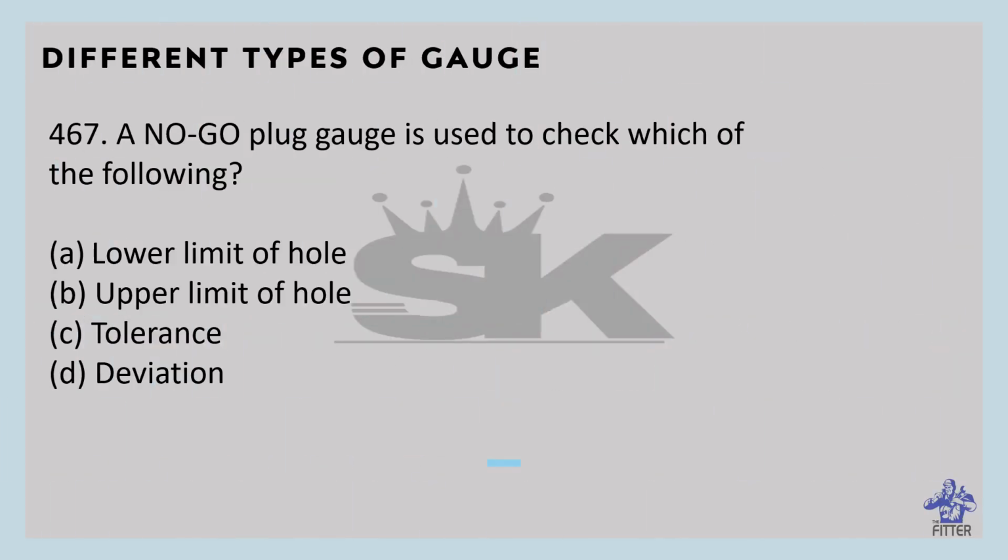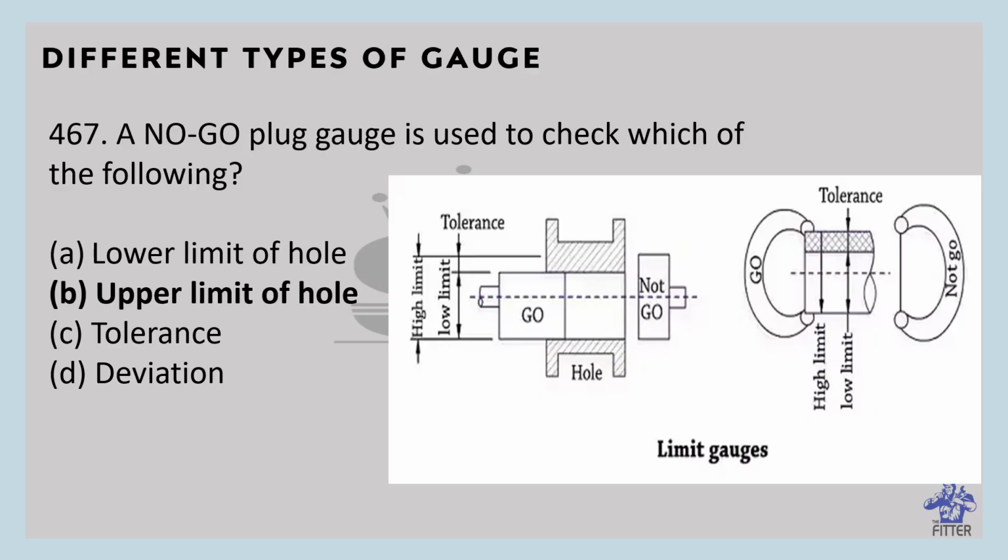No-go plug gauge is used to check which of the following? That is the upper limit of the hole. So here you can see in the image. For a hole, the no-go measures the higher limit, right? So that is the upper limit of the hole.